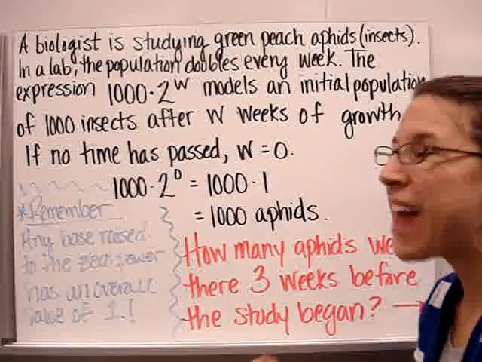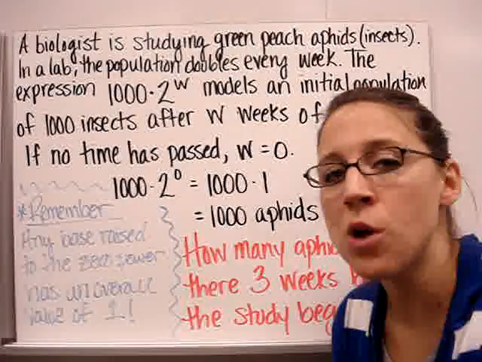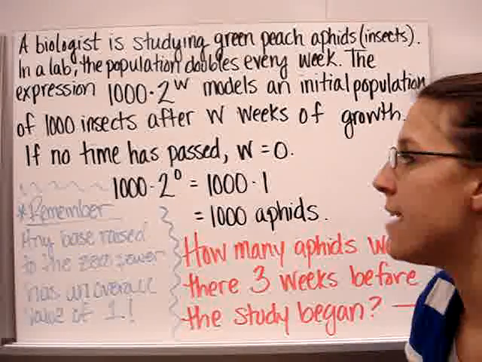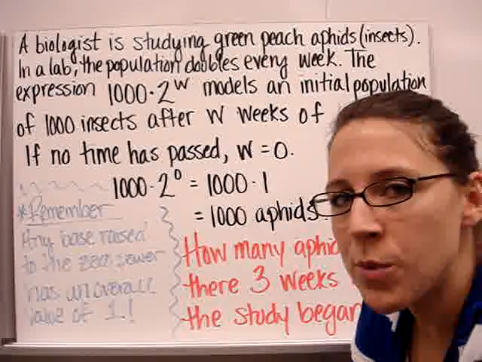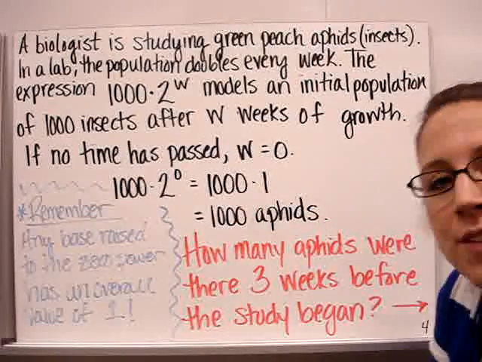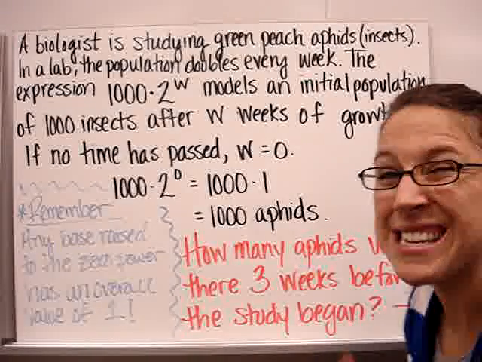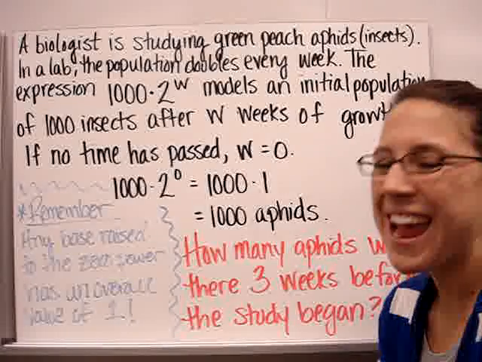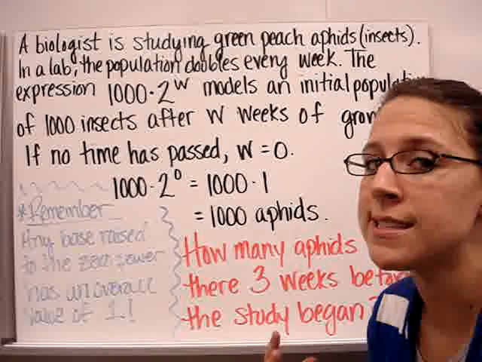So what we would have is 1,000 times 2 to the 0. Remember that anything raised to the 0 power has an overall value of 1, so 2 to the 0 power in this case is 1. So after 0 weeks, it's obvious that we have 1,000 aphids, because 1,000 times 1 is itself, that's our multiplicative identity, correct? So how does this relate to negative exponents? Well, those 1,000 aphids had to come from somewhere. They had to be born. How long did it take for us to get 1,000 aphids to even begin this experiment?